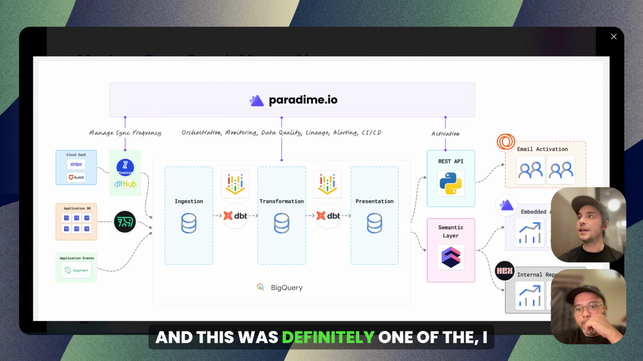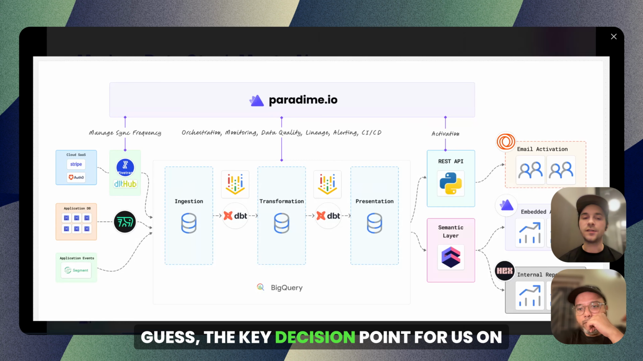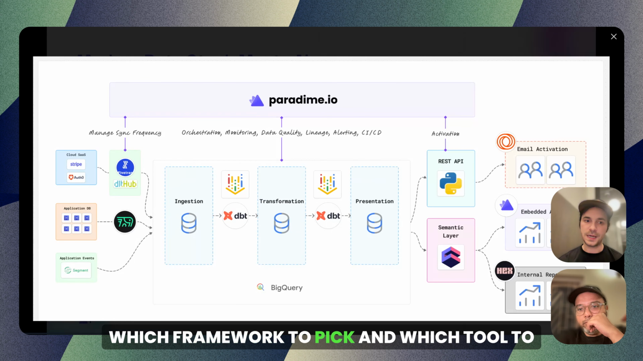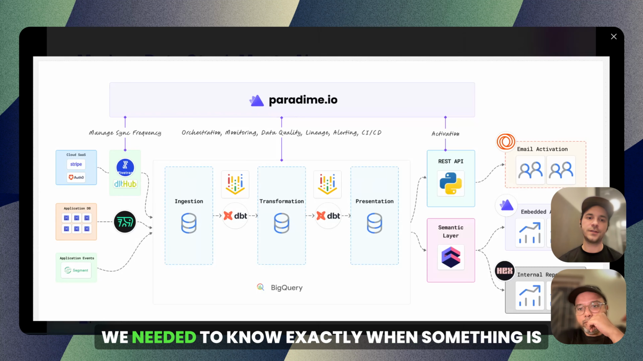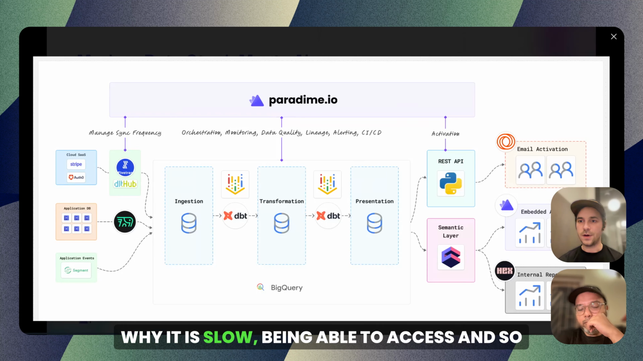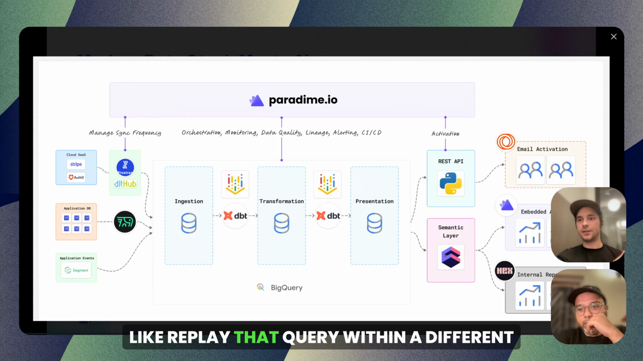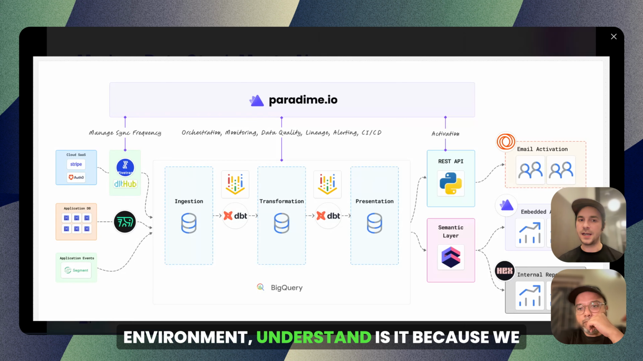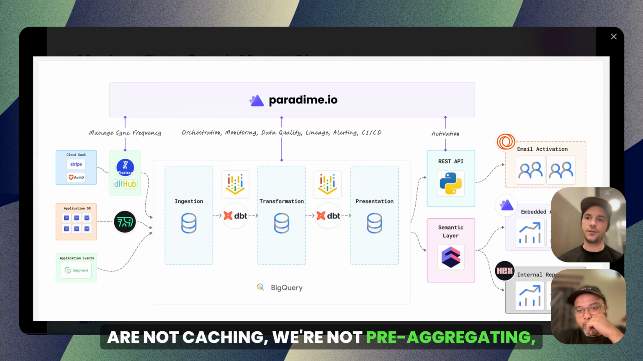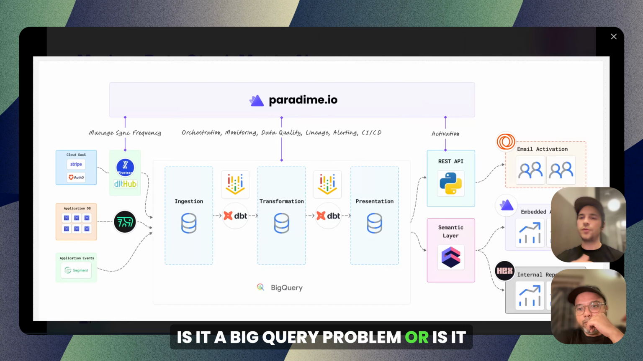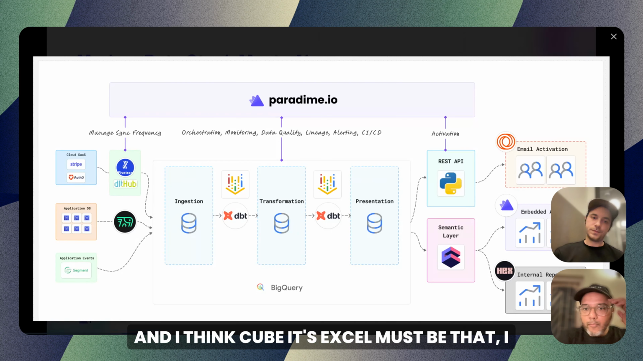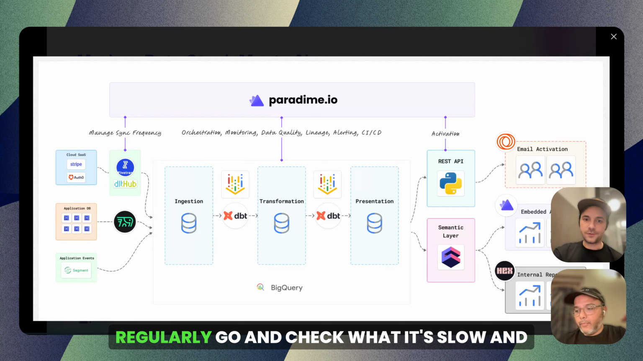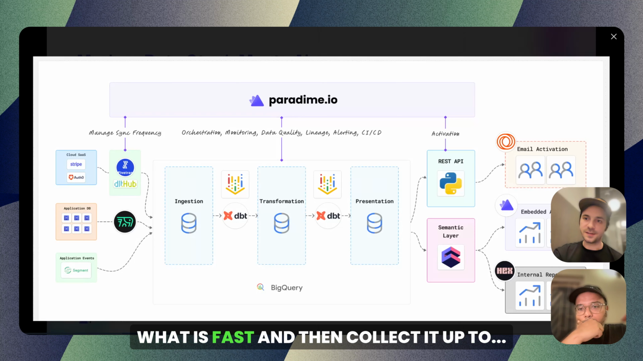This was definitely one of the key decision points for us on which framework and which tool to pick from a semantic layer standpoint. We needed visibility. We needed to know exactly when something is slow, why it is slow, and to be able to access and replay that query within a different environment and understand: is it because we are not caching, we're not pre-aggregating, is it a BigQuery problem, or is it somewhere within the Cube instance itself, right? And I think Cube excels massively at that. We regularly go and check what is slow and what is fast, and then collect that.